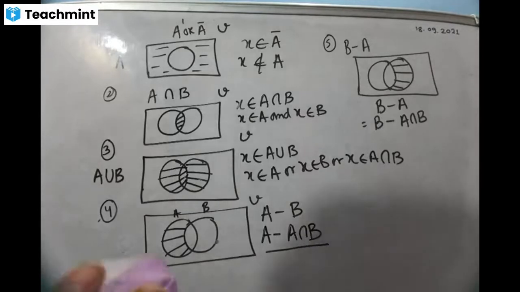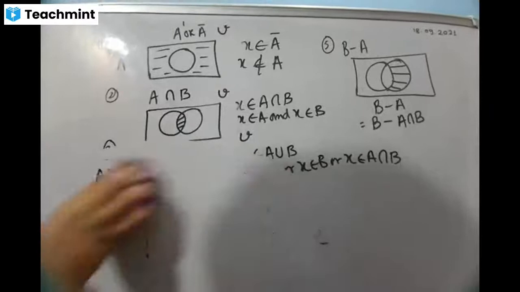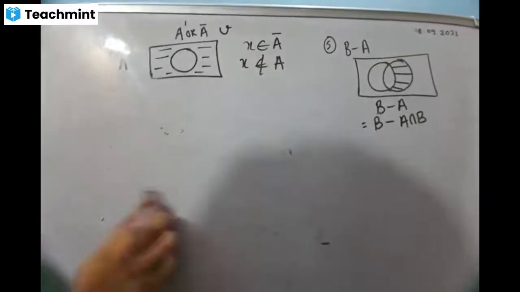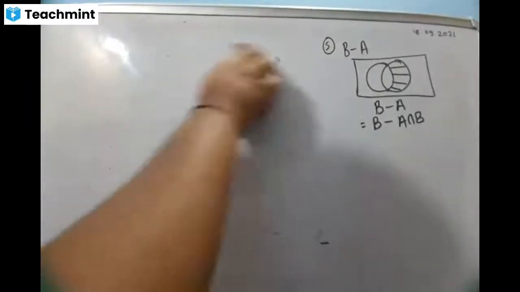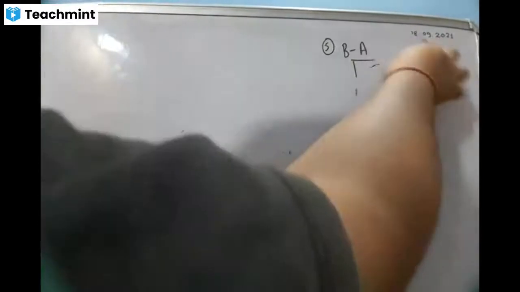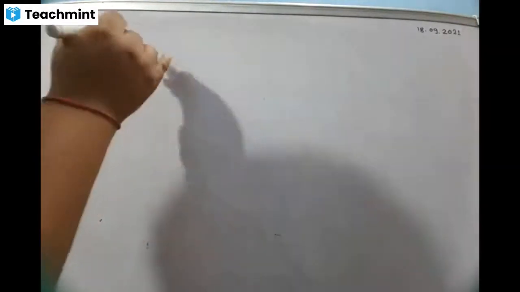Okay, so we have done till number 5. The 6th one and the 7th one are important, because that will form the basis of our formula. So everyone, look at the board. So now the 6th formula.